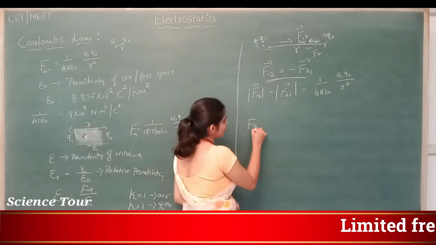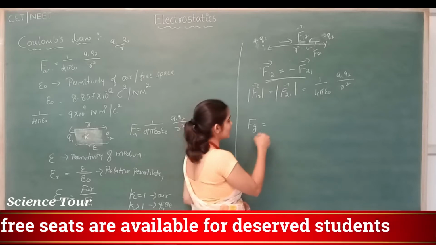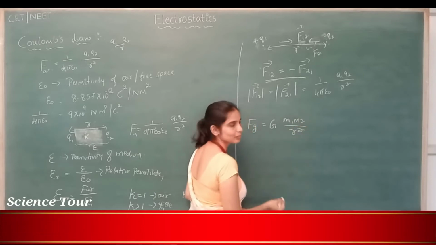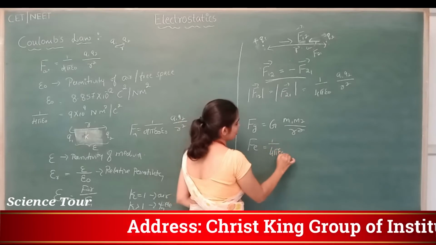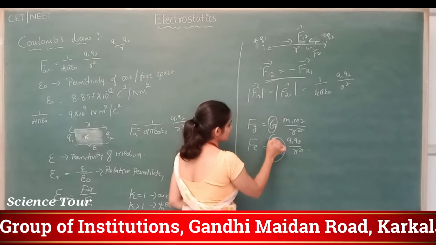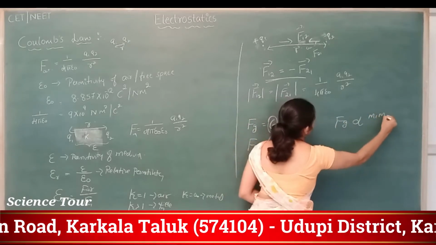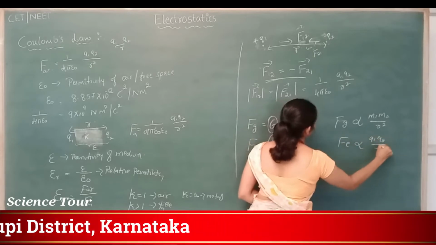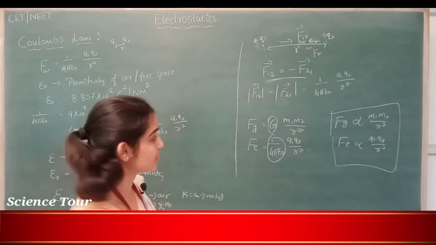Newton's gravitational law states that the gravitational force between two bodies is equal to G times m1 and m2 divided by r square. Electrostatic force states that F is equal to 1 by 4 pi epsilon naught Q1 into Q2 divided by r square. This is constant, so you can say Fg is directly proportional to m1 m2 by r square, and Fe is directly proportional to Q1 Q2 divided by r square. So they have consistency with each other, right?